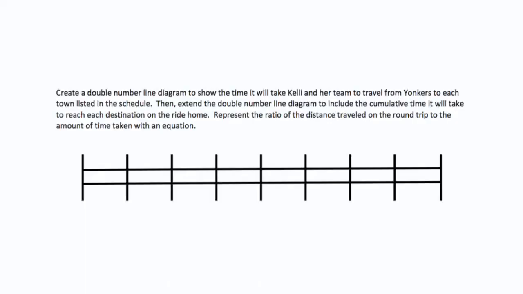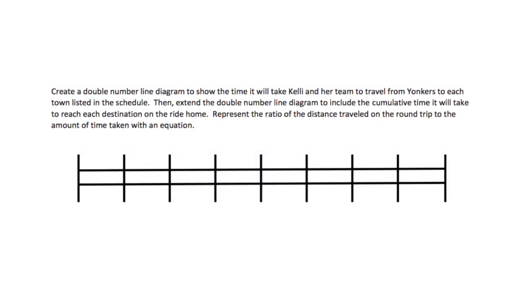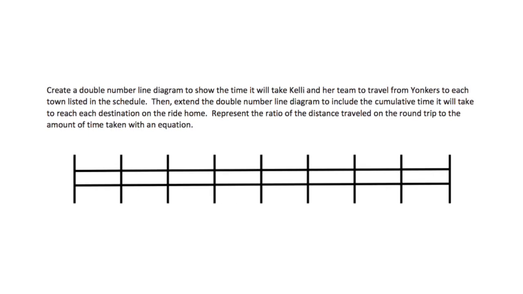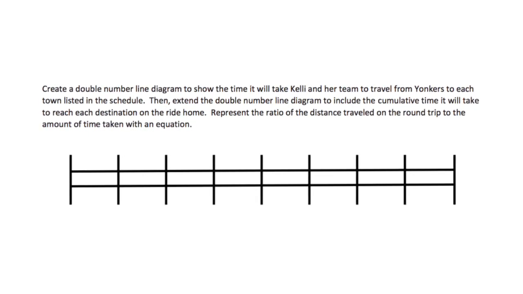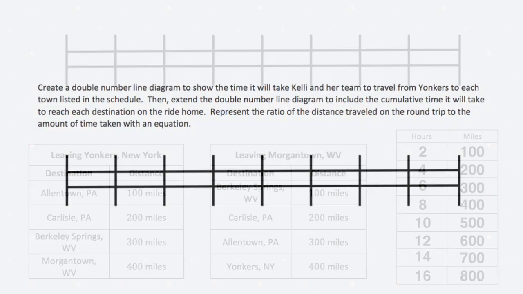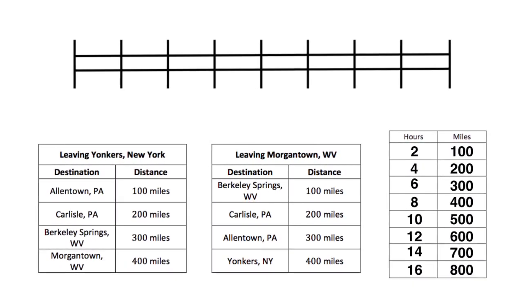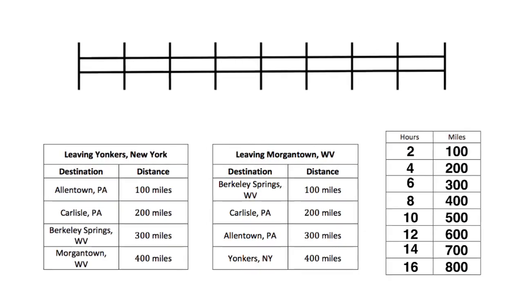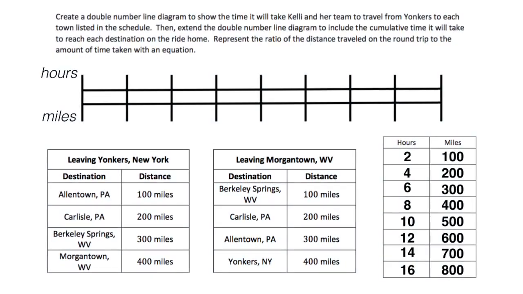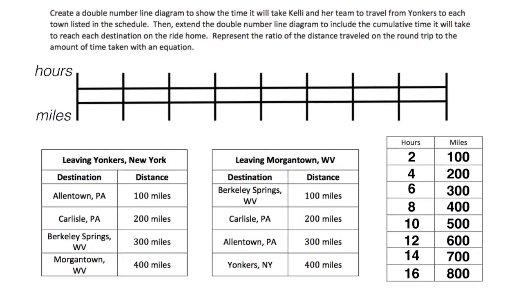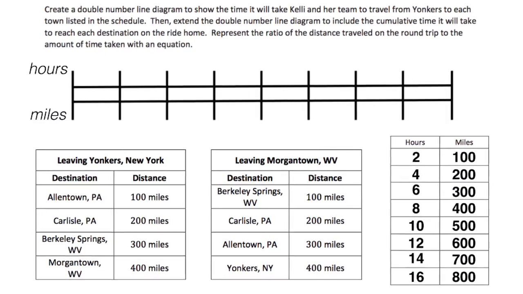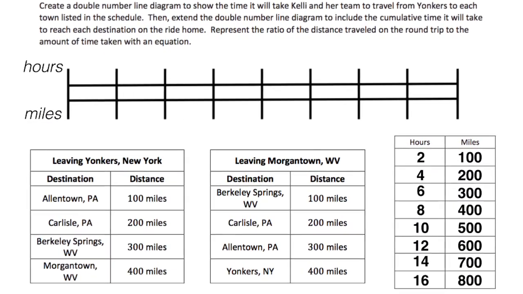With all of our values now filled in the table, let's use all of this to represent these distances in hours on a double number line. Okay, now where to start? Well, a double number line has to have 2 different sets of values. What are our 2 different sets of values? Hours and miles. So let's label each of our number lines, hours and the other one miles.